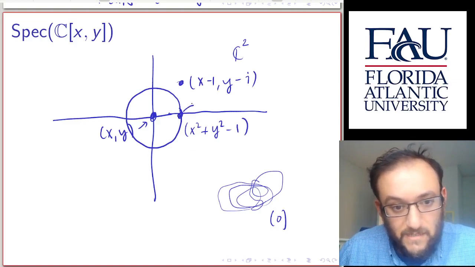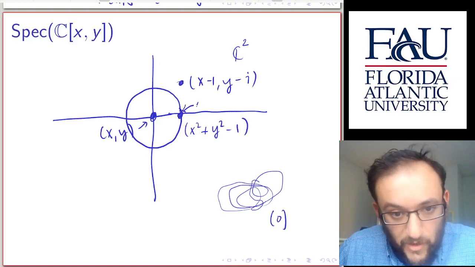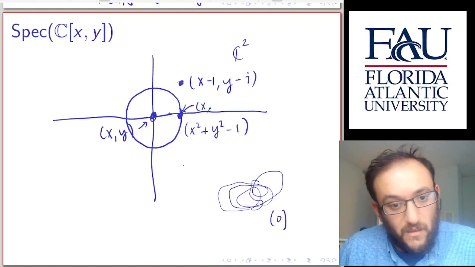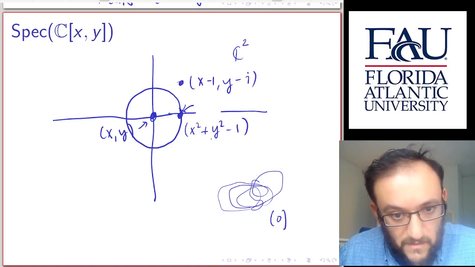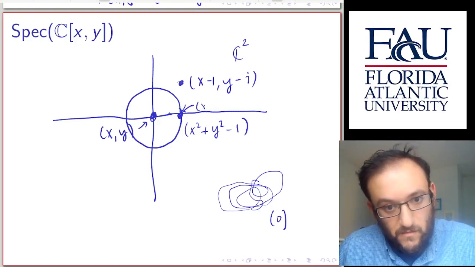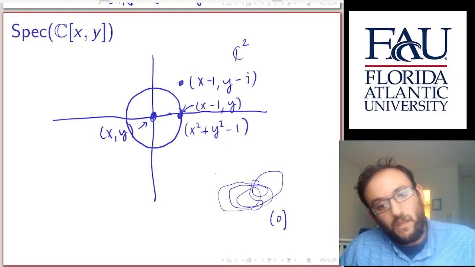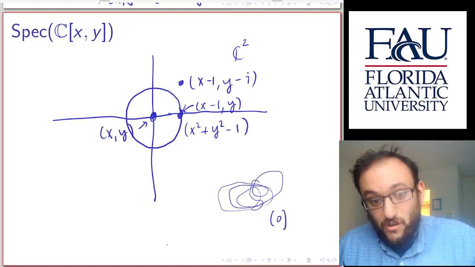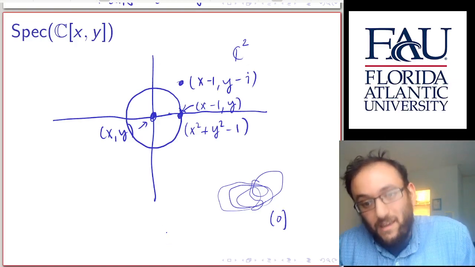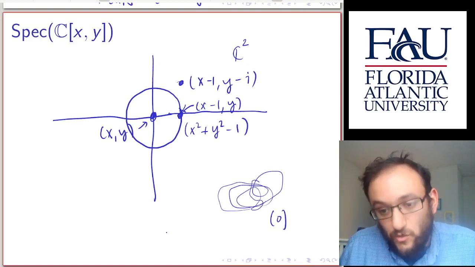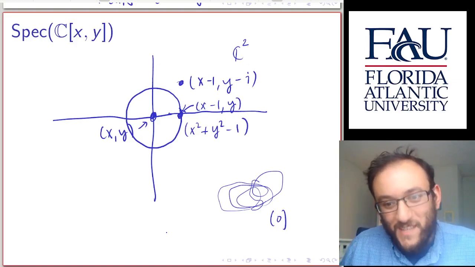So for instance, this maximal ideal corresponding to the point (1, 0), we'll say it's (x minus 1, y). That's going to be in the closure of x squared plus y squared minus 1, as well as all of the other maximal ideals corresponding to points in that solution set. Okay, so that's Spec C[x, y].